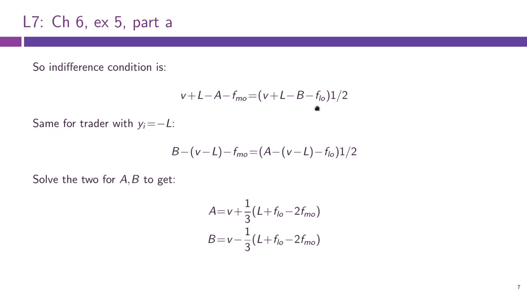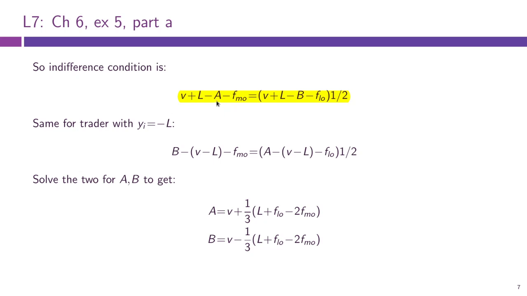So let us write down these indifference conditions. This is the indifference condition that we just had. And now we know that PMS is 1/2. Why is it 1/2? Because in the next period, the probability that the trader will have yi equal to minus l, the trader will be willing to sell, is exactly 1/2. Otherwise, the next trader will also have high valuation and he'll be willing to buy. So this probability is 1/2.